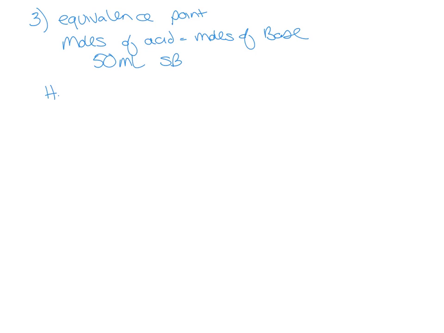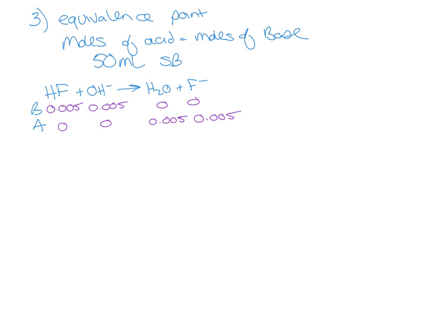So again, we're starting with this equation. This one goes to completion, so it's a single-sided arrow. It forms water and F minus. So this is where my question of what's in the beaker comes into play. I'm starting with 0.005 moles. I'm adding 0.005 moles and 0, 0. This goes 0, 0. So what I have in the beaker is F minus, and water.